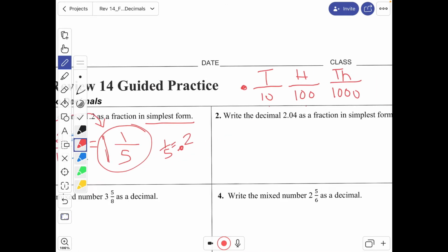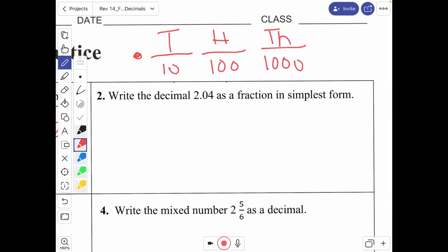Okay, let's look at number 2. Write the decimal 2.04 as a fraction in simplest form. Again, we'll try and say that number correctly. It's 2 and the 4 is in the second place. That's the hundredths. So 2 and 4 hundredths. The whole number part stays the same, and 4 hundredths. But again, we need to simplify.